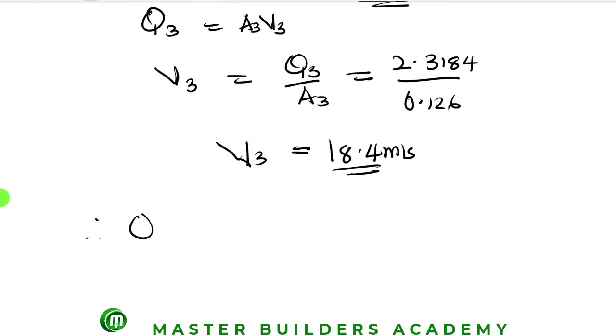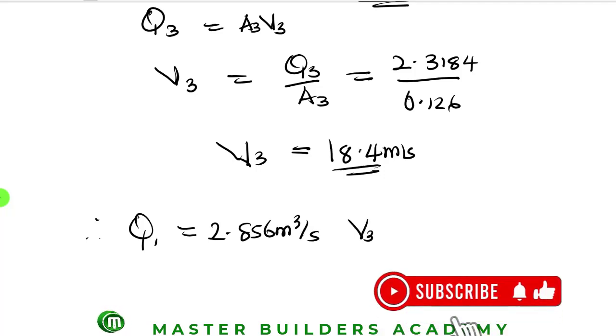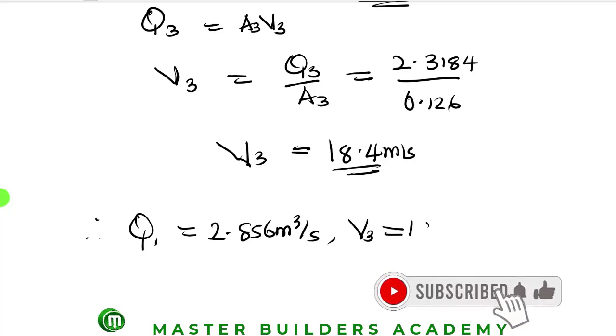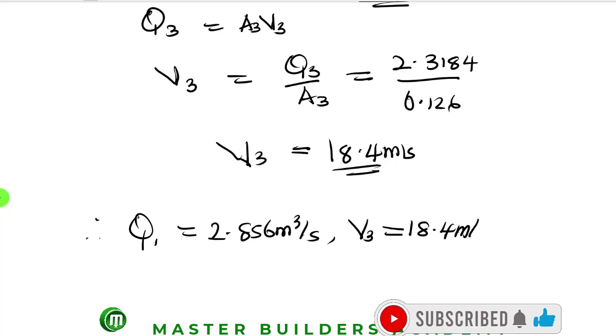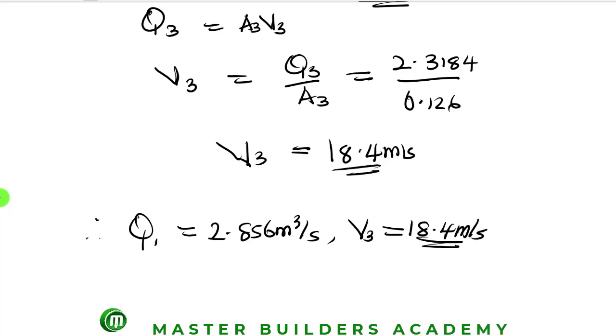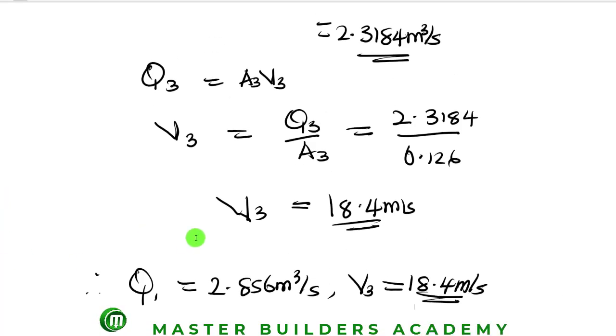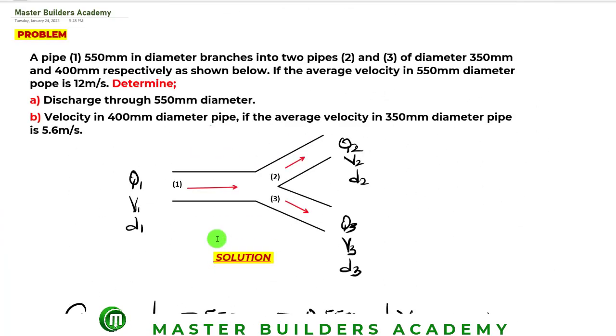Therefore Q1 is given as 2.856 meter cube per second, and V3 is 18.4 meter per second. So this will be all for now, guys. So this is how these problems are solved. Very, very sweet and very, very simple.